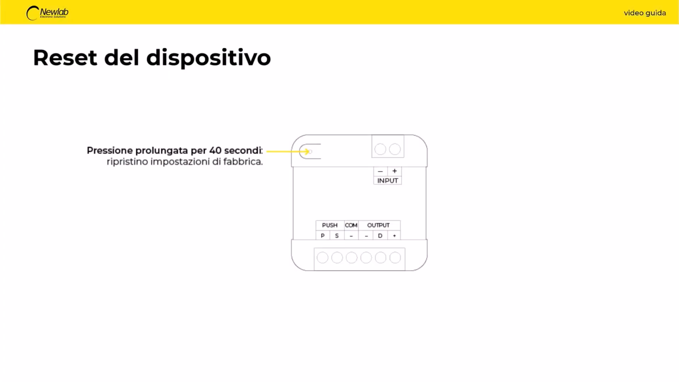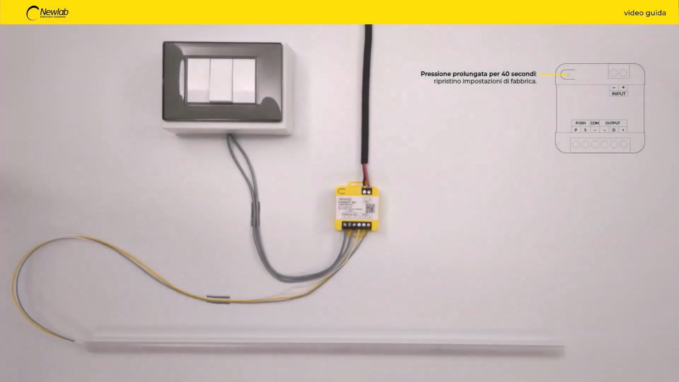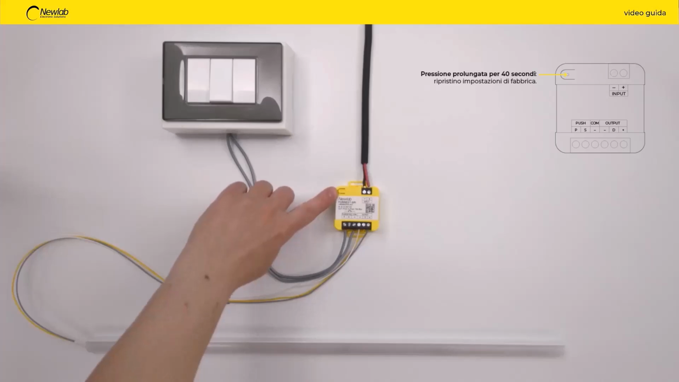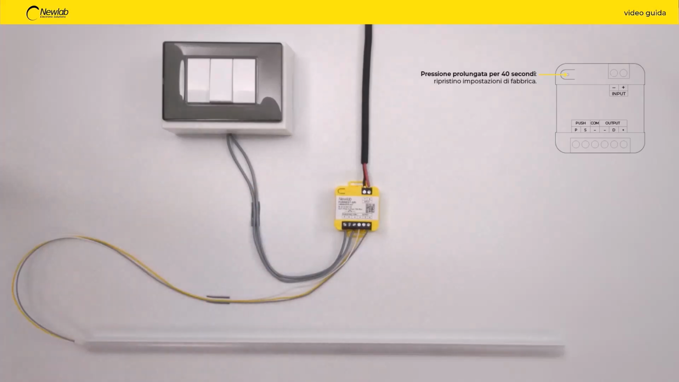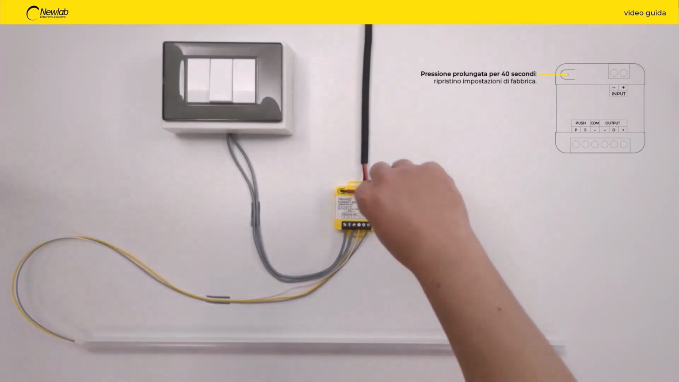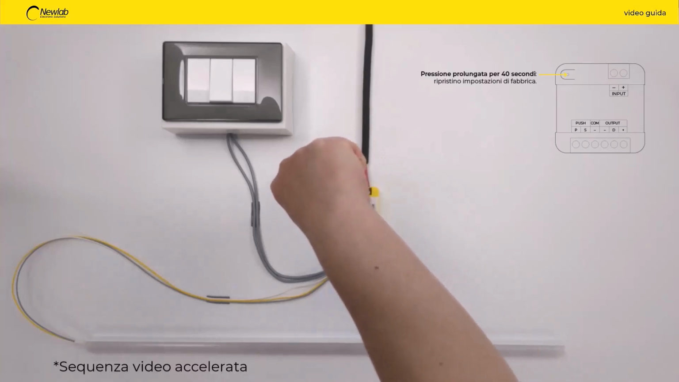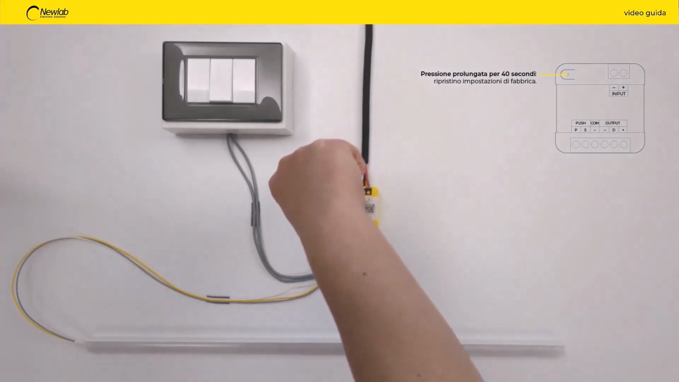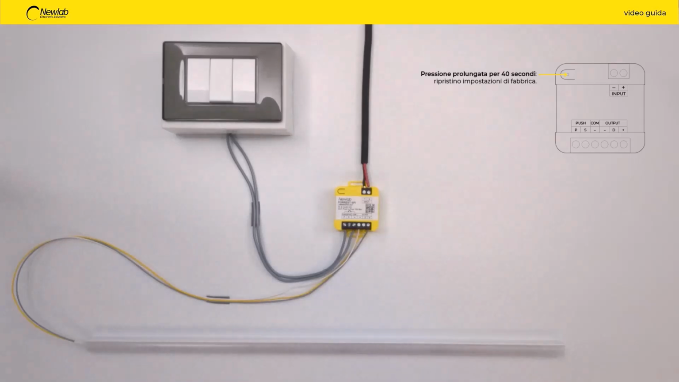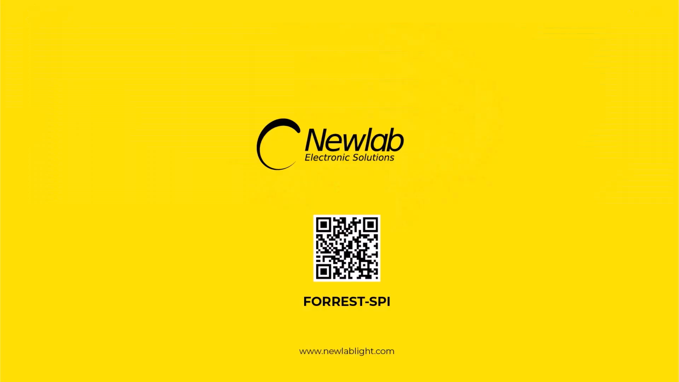Device reset. To reset to factory settings, press and hold the reset button until the ends of the strip flash. The device will restart automatically when the procedure is complete.